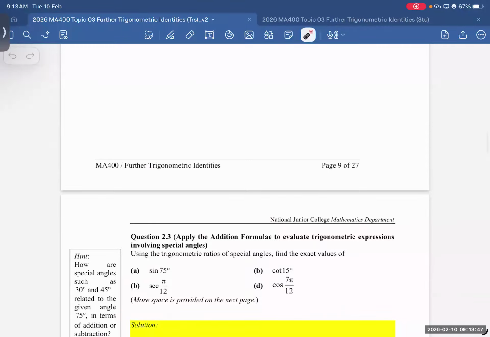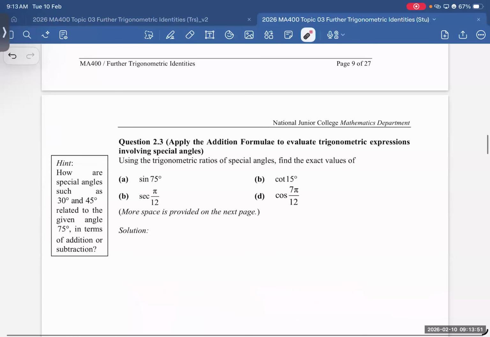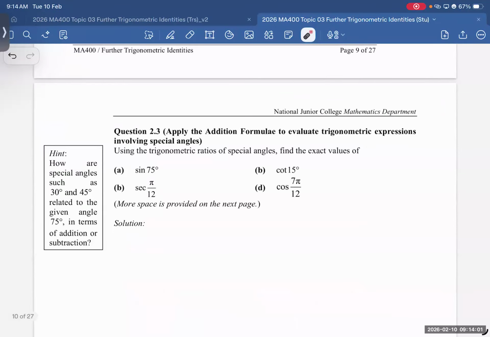Question 2.3. Do you need help for question 2.3? No one needs help. All good.